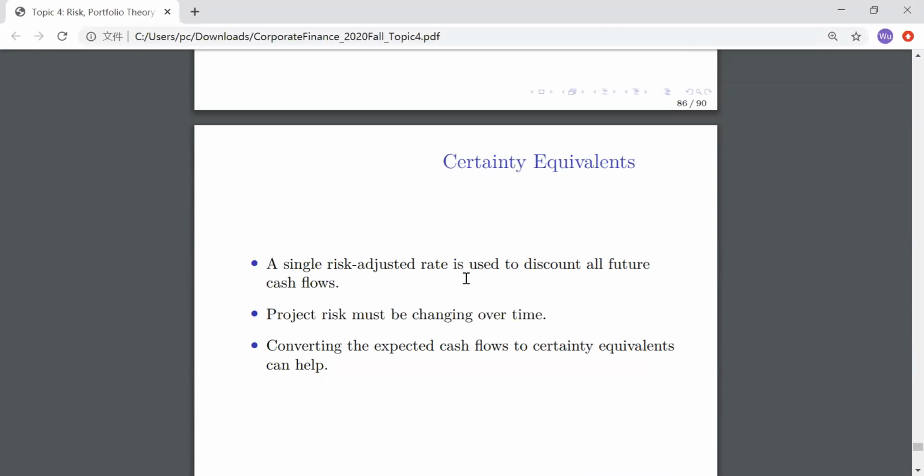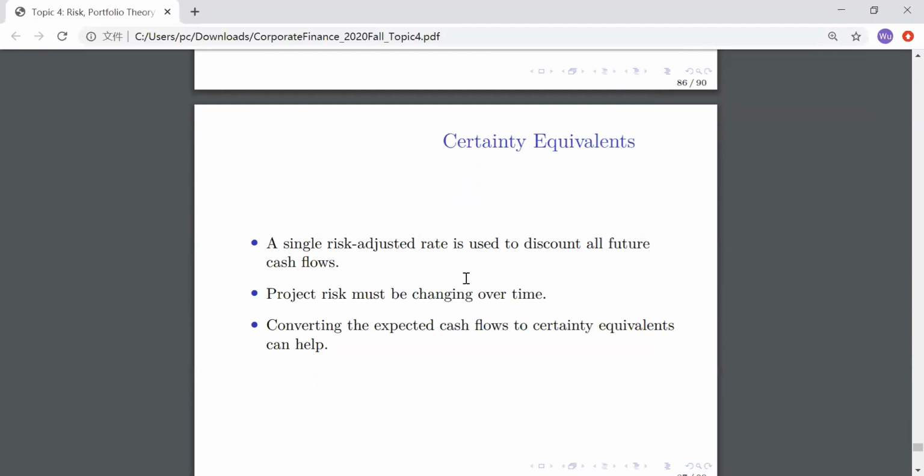Finally, we can also calculate NPV by calculating the certainty equivalent, right? A single risk-adjusted rate is used to discount all future cash flow, but project risk might be changing over time. So what we can do is convert the expected cash flow to certainty equivalents and then discount them.